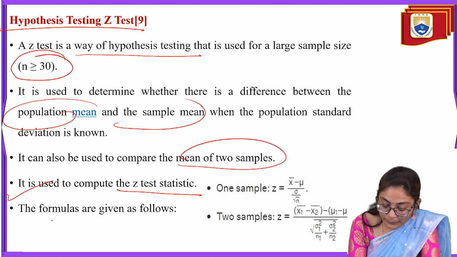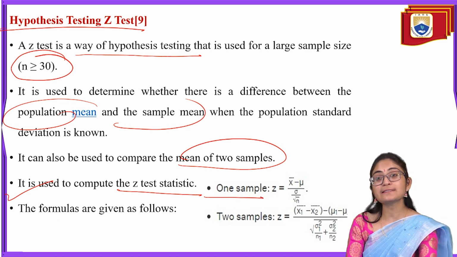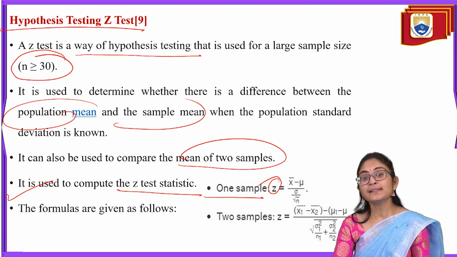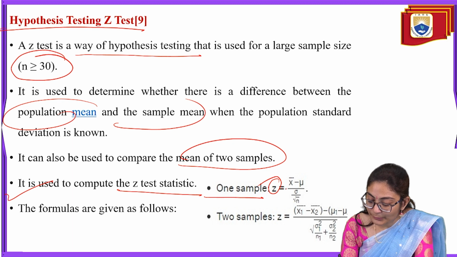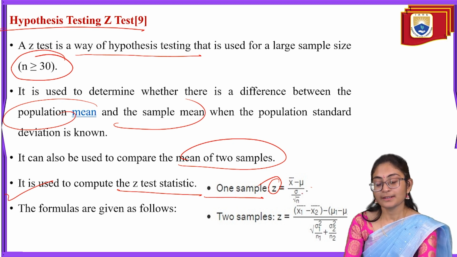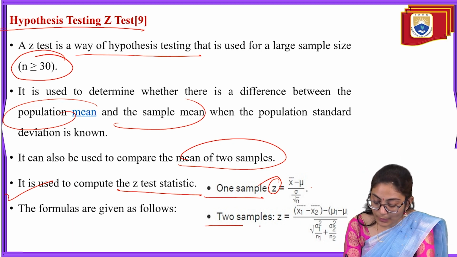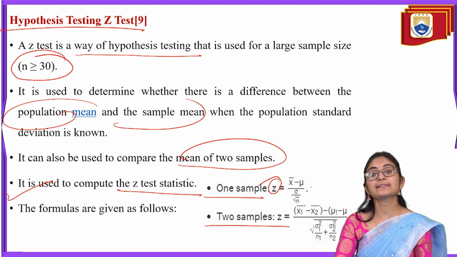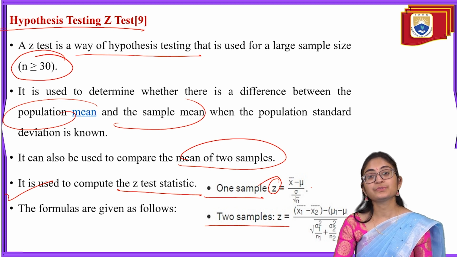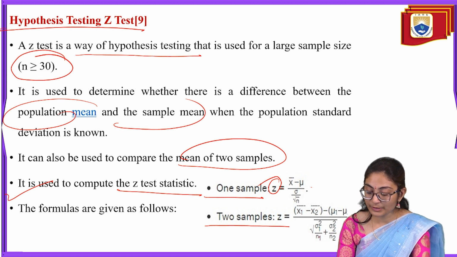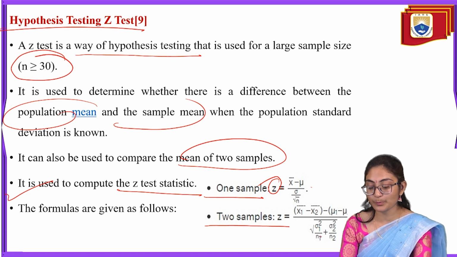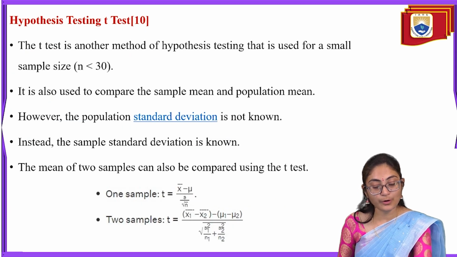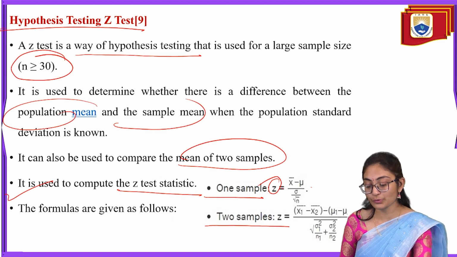When it is one sample, then you can use z is equal to x bar minus mu divided by sigma upon square root of n. When you have two samples, then your z is equal to x1 bar minus x2 bar minus (mu1 minus mu2) divided by the square root of sigma1 square upon n1 plus sigma2 square upon n2. This is your formula when you use the Z-test.